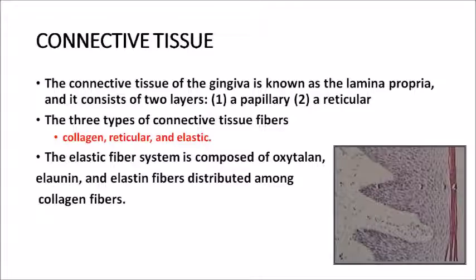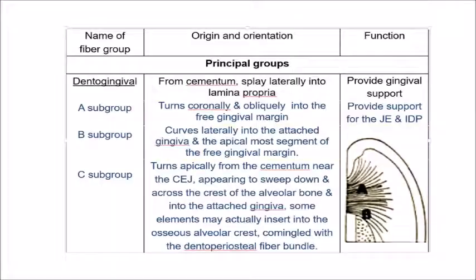There are 3 types of connective tissue fibers: collagen fibers, reticular fibers, and elastic fibers. Predominantly it will be collagen fibers, and the elastic fiber system is composed of oxytalan fibers, elaunin fibers, and elastin fibers. These will be distributed among the collagen fibers. The collagen fibers of the gingival connective tissue are arranged in different bundles. Okay, so there are 5 principal fiber groups.